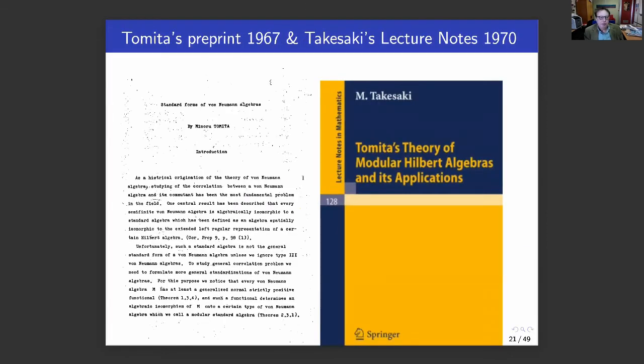This is, on the left, you see the original preprint by Tomita that was never published because in fact people didn't believe in it for certain reasons. As I said, it contained some errors. And then on the right you see the lecture notes by Takesaki on Tomita's theory. These are the historical papers.